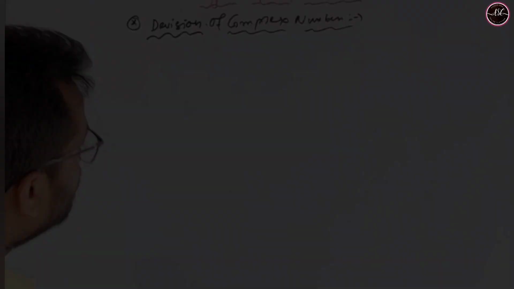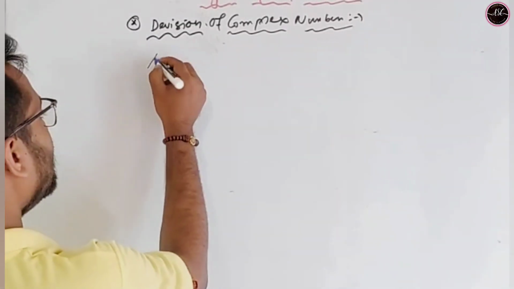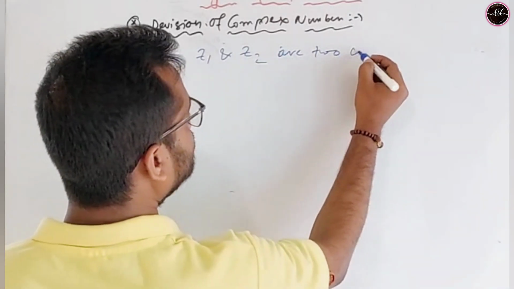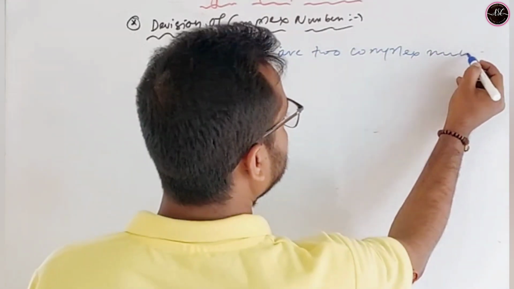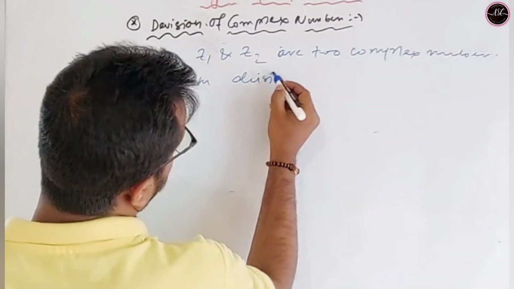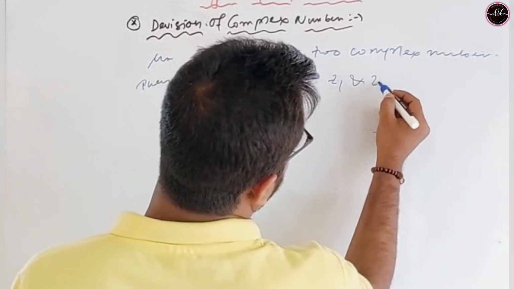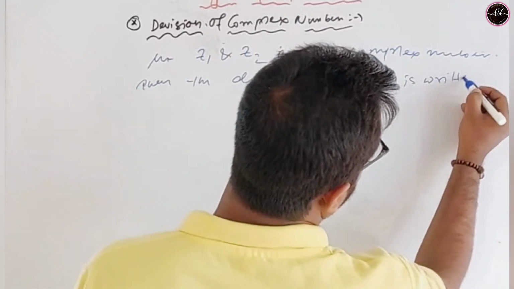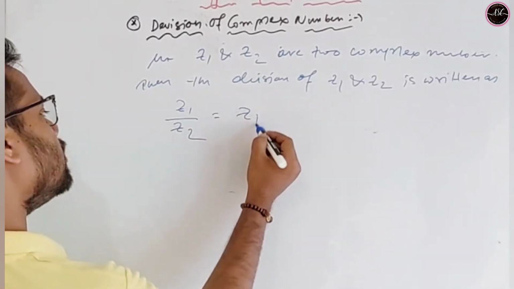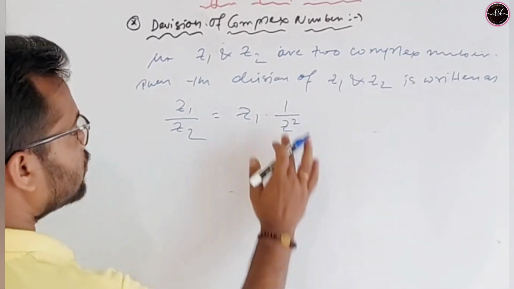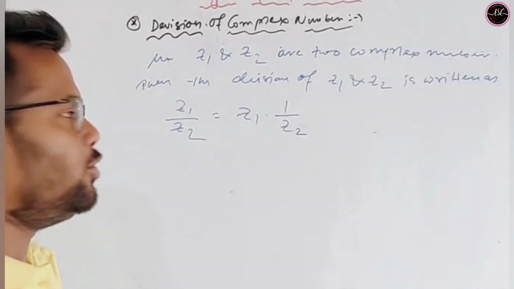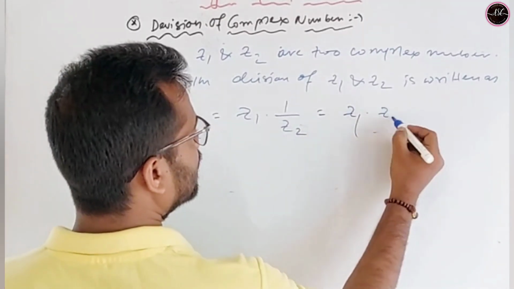Okay, we now know about the division of complex numbers. Let Z1 and Z2 be two complex numbers. Then the division of Z1 and Z2 is written as Z1 by Z2. This can be expressed as Z1 dot 1 by Z2. Okay, 1 by Z2 means the multiplicative inverse of Z2. So this can be written as Z1 dot Z2 inverse.